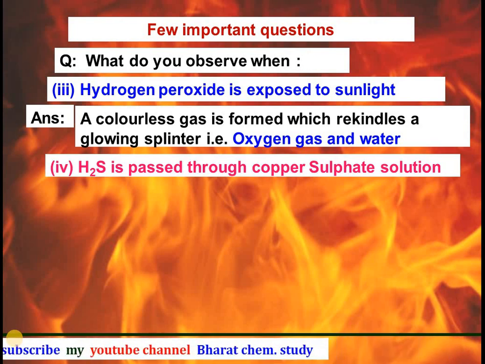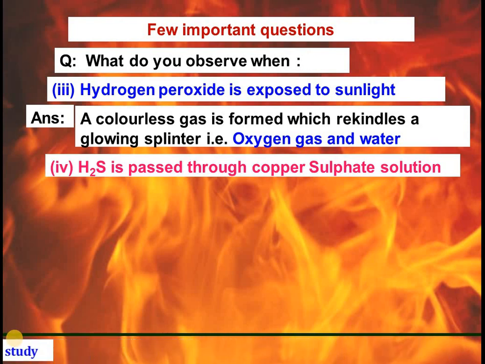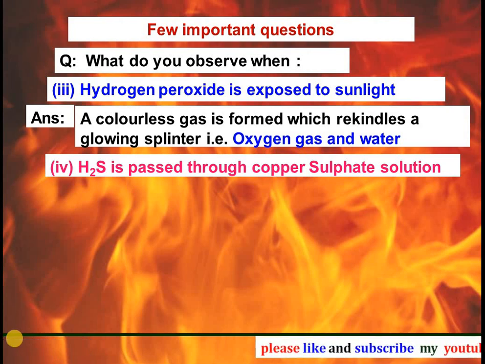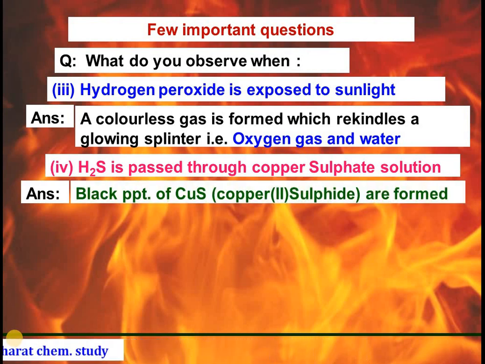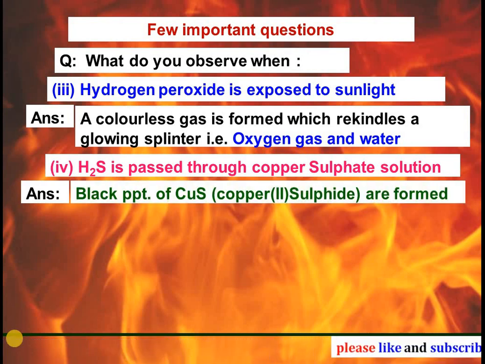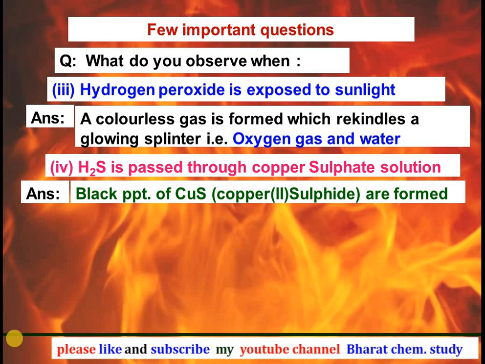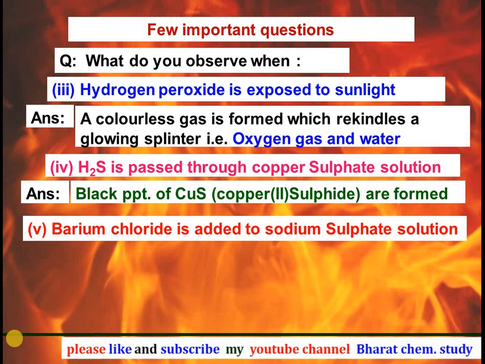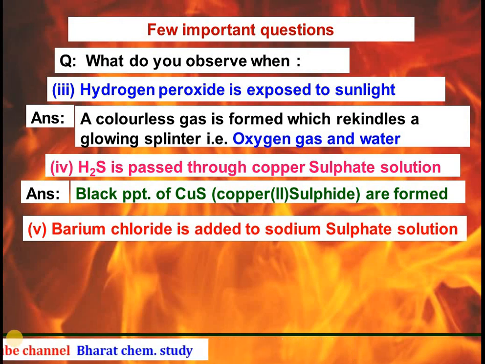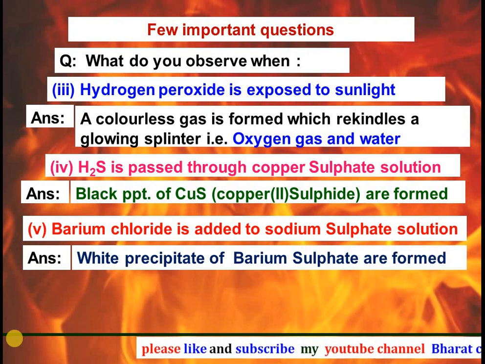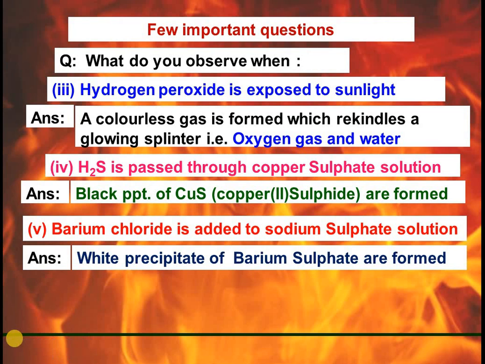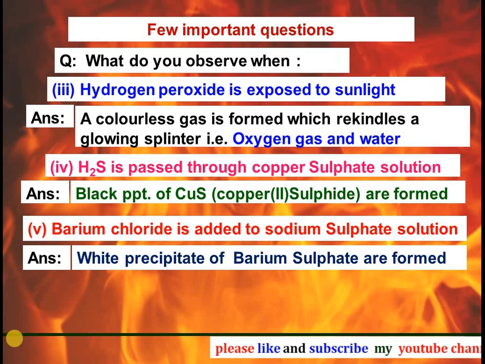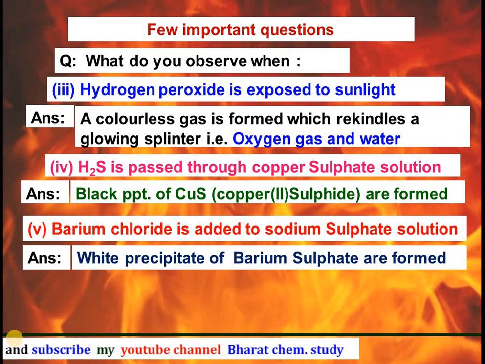Next question is, what do you observe when H2S is passed through copper sulfate solution? The copper sulfate solution is blue in color. So, when H2S gas is passed through copper sulfate solution, a black precipitate of copper sulfide is formed. The next question is, what do you observe when barium chloride is added to sodium sulfate solution? The answer is that a white precipitate of barium sulfate is formed, that is, a precipitation reaction occurs.